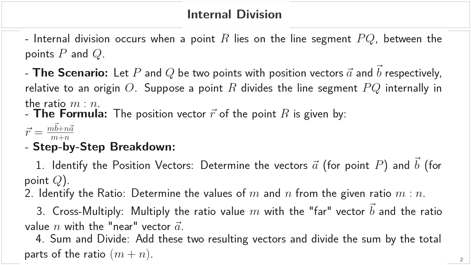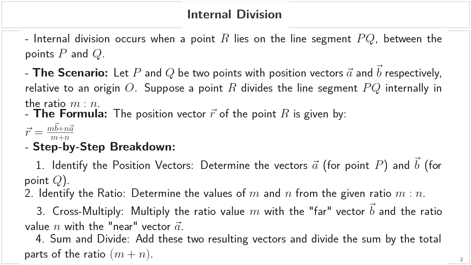You take the first part of the ratio, m, and multiply it by the far vector, which is vector B. Then, you take the second part of the ratio, n, and multiply it by the near vector, which is vector A. Finally, sum and divide. Add those two resulting vectors together, and then divide that entire sum by the total number of parts in your ratio, which is m plus n.